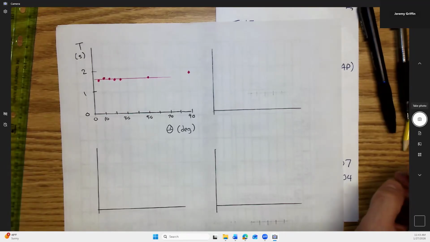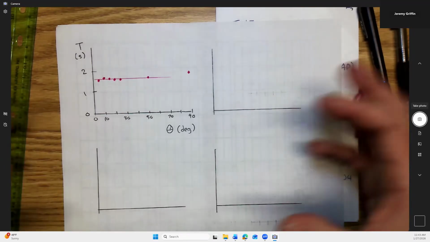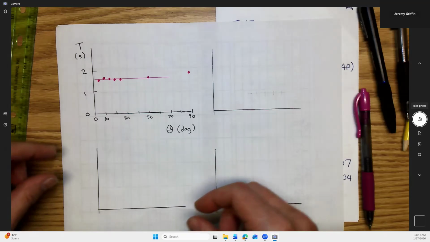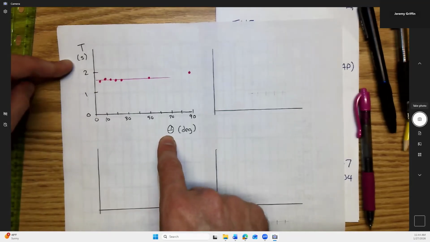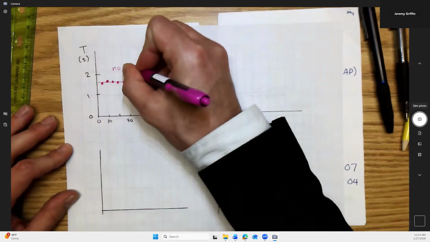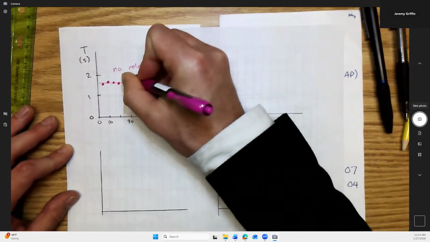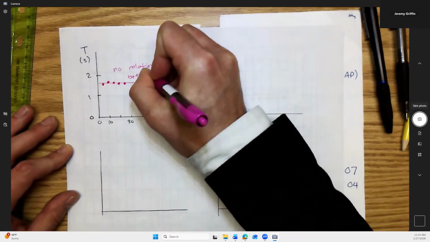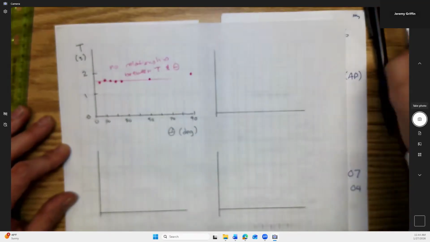So I think by the time we come up with some master equation for what's going to govern the motion of the pendulum, do you think the angle has anything to do with the time period at all? No, it's not even going to show up in the equation because there's no relationship. Let's spell that out. No relationship between time period and starting angle. All right, so let's try a different variable.